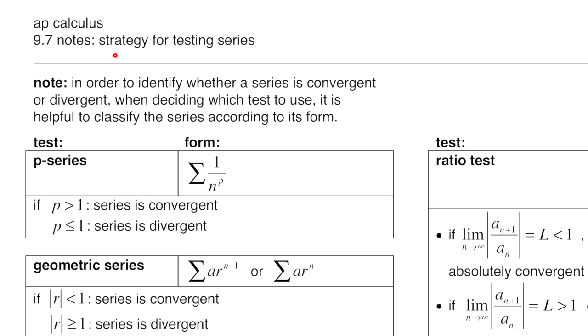In this video, we're going to look at strategy for testing series. In order to identify whether a series is convergent or divergent, when deciding which test to use, it is helpful to classify the series according to its form. So I would say that identifying which test to use is the most challenging part about this chapter. So I put all of the tests together in one document, so that's going to be nice for reference.